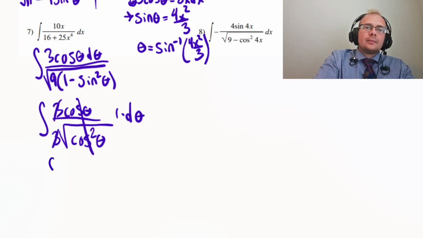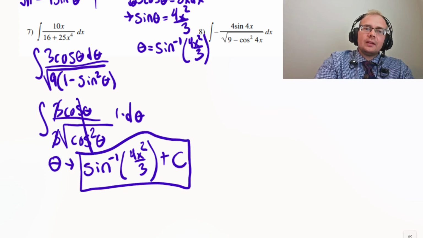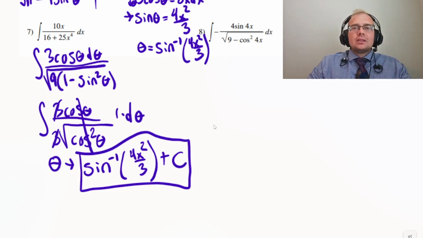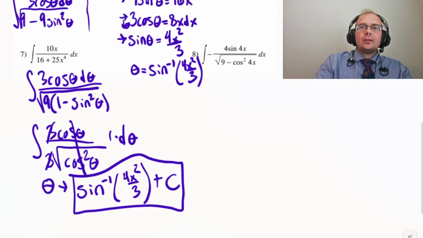And theta is the sine inverse of 4x squared over 3. Don't forget to add a constant for that final answer because it's indefinite. And if it's definite, don't forget to plug in the limits of integration. So there's both of those things. And that's actually it for number 5. So there you have it.